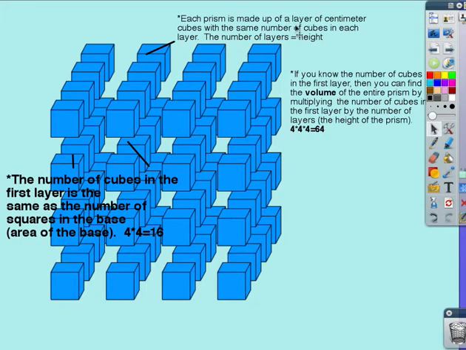Each prism is made up of layers of centimeter cubes with the same number of cubes in each layer. The number of layers is actually going to be considered our height. If you know the number of cubes in the first layer, our base layer that we've talked about here, we can find the volume by multiplying our first layer by how tall, or the height of, our prism.